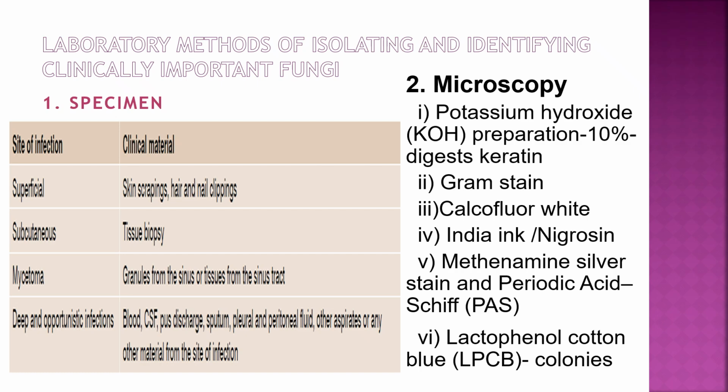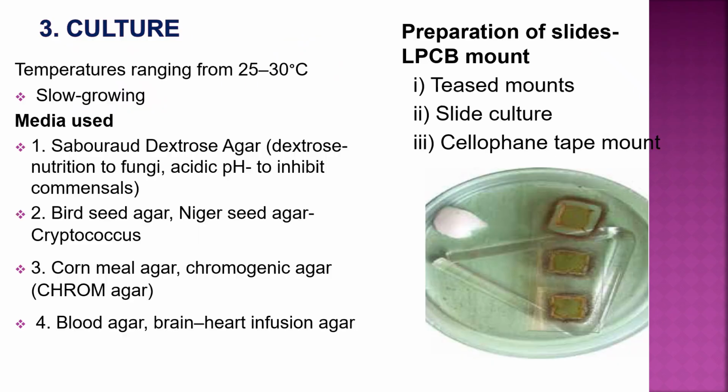Microscopy, the second step. The potassium hydroxide preparation, 10%, digests keratin, so a KOH wet mount can be done for demonstration of fungi. Second, Gram staining: gram-positive cells can be seen. Example, Candida. Then India ink or nigrosin staining for capsule demonstration of Cryptococcus. Methenamine silver stain and periodic acid-Schiff stain can be used in histopathology preparations. Lactophenol cotton blue, LPCB, is used for demonstration of the colonies.